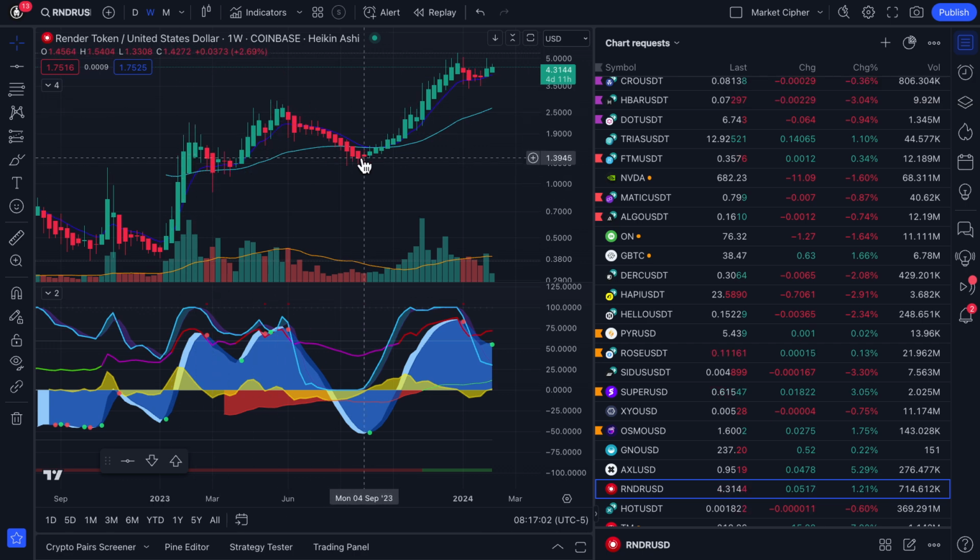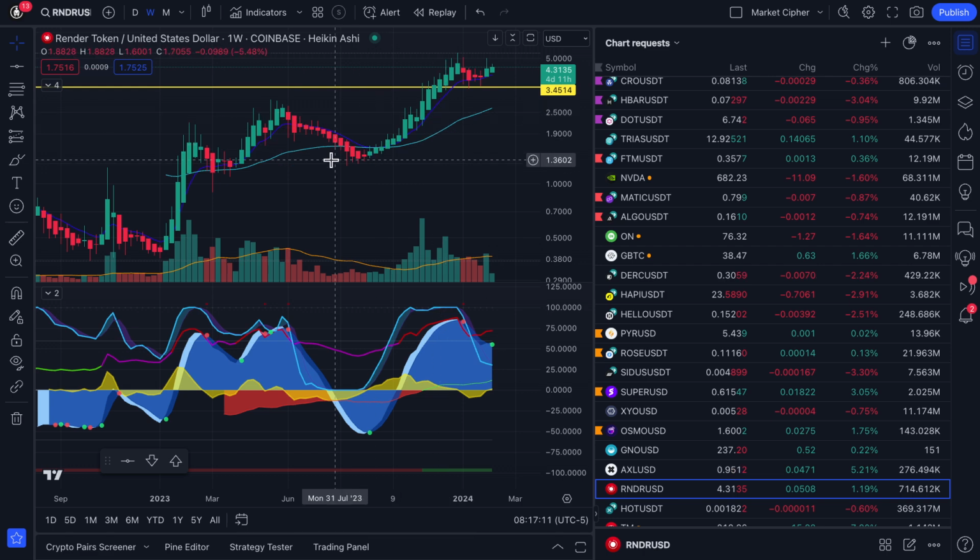Boom. Rip up. Pull back into the blue. Okay, again, that's where we want to buy, right at the average price. Okay, yes, you could buy up here, but again, you're risking more. Okay, the 50-week is something that every single institutional investor uses.